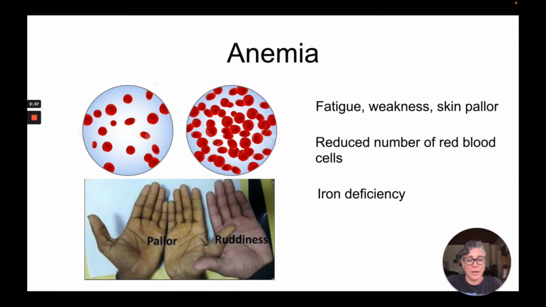So without the iron, you will not have enough red blood cells, which will then in turn not be able to have enough oxygen going to all the parts of your body, which would cause the fatigue and weakness. The number of red blood cells which have reduced would cause the skin pallor as depicted here in the picture. This is reversible by eating foods that are high in iron.